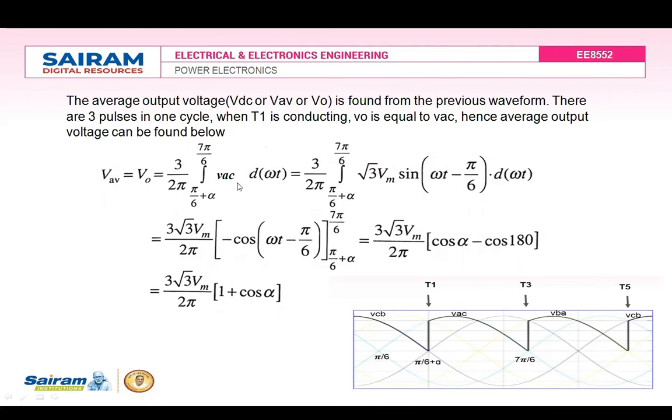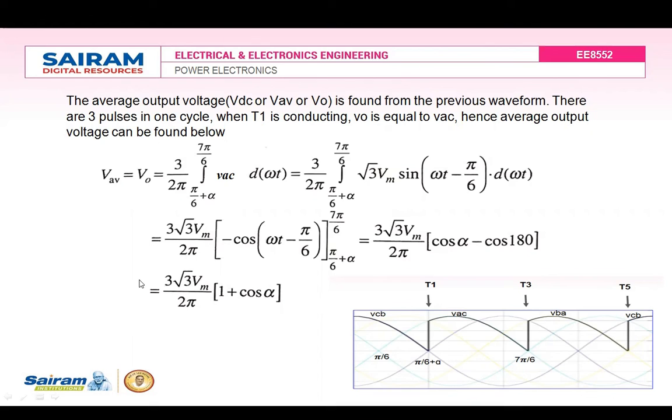We know the VAC equation can be written like this: root 3 Vm sin(omega t minus pi by 6), and we have to integrate between the limits pi by 6 plus alpha to 7 pi by 6. If we integrate that and substitute the limits, we will get the expression equal to 3 root 3 Vm by 2 pi times (cos alpha minus cos 180 degree). We know that cos 180 is minus 1. So the final expression for average output voltage is 3 root 3 Vm by 2 pi into (1 plus cos alpha). This is the average output voltage of the three-phase semiconverter.